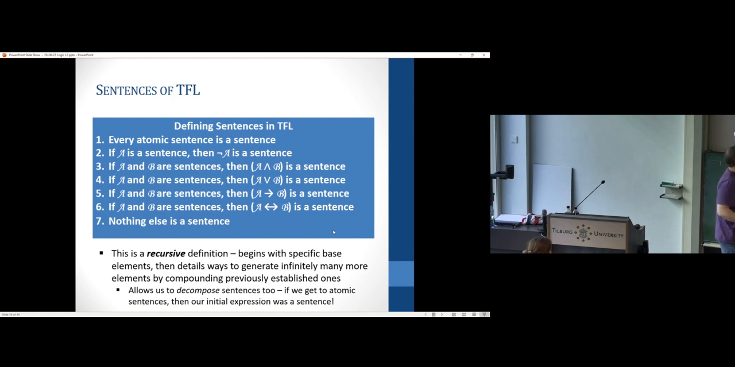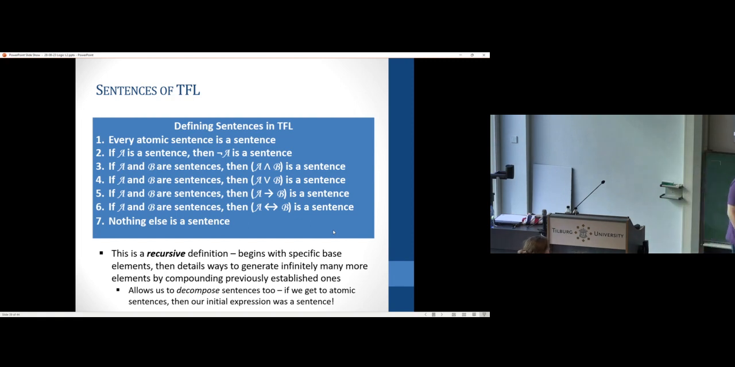So one thing to note is that this is what we call a recursive definition. That is, it begins with a very specific base of units, elements, the atoms, and then details ways to generate infinitely many more elements. Take an atom, slap a negation in front. Take the sentence you just generated and your original atom, slap a conjunction between them. Take your original atom and that conjunction sentence you just built, slap a disjunction between them. Just keep going. You're generating sentences, meaningful expressions in this language.